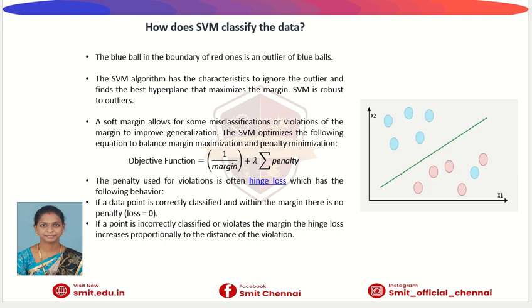The margin maximization and penalty minimization. Objective function equals 1 by margin plus lambda times the summation of penalty. The penalty used for violations is often a hinge loss, which has the following behavior.